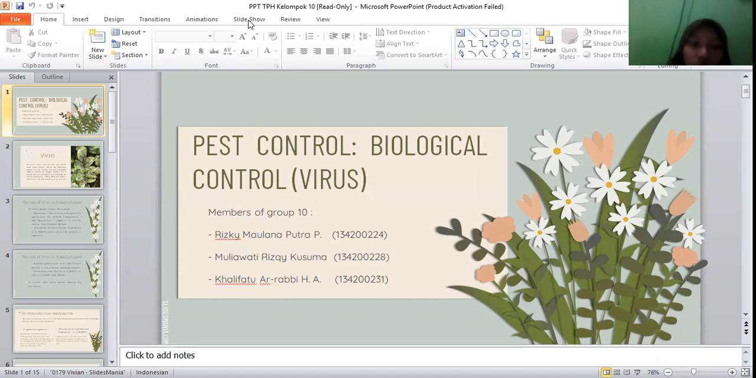Let me introduce the members of my team. Number 1, Rizky Maulana Putra with study number 224. And the second, Muliawati Rizky Kusuma with study number 228. And the last, Khalifatu Ar-rabbi with study number 231.